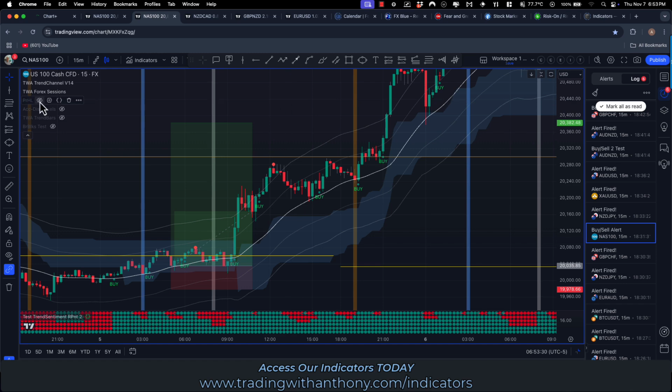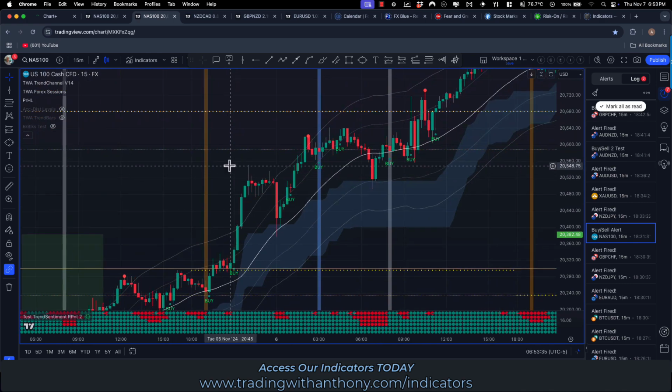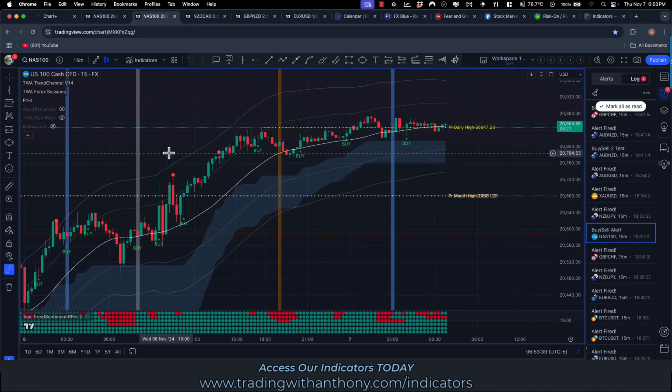The other indicator we have is this one here. It gives us key levels that we can use to target. For example, you can see how price is respecting this previous daily high.